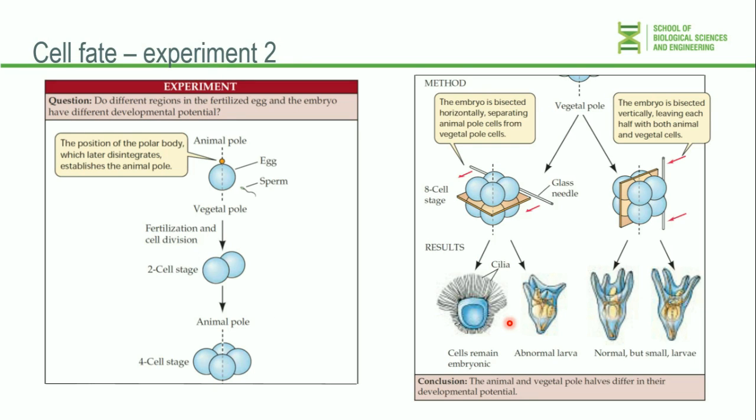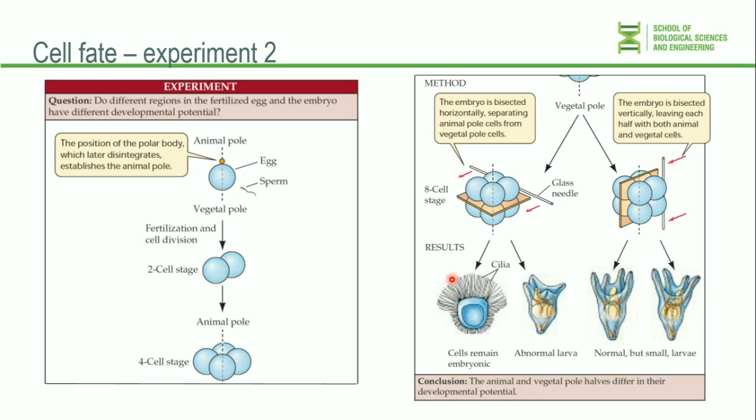Now here's a second experiment done on, I think, the embryo of a, was it a sea star? No, I think it's a sea urchin, which is a relative of the sea star. Okay, so what did this experiment consist of?